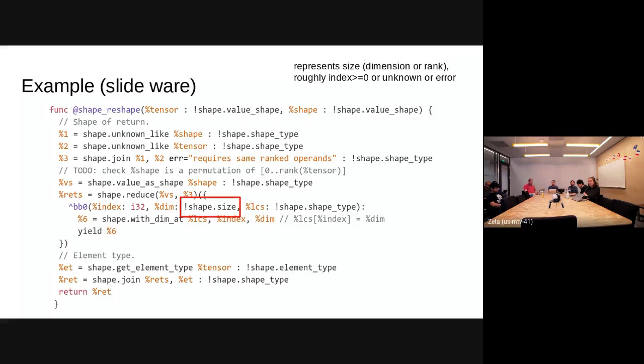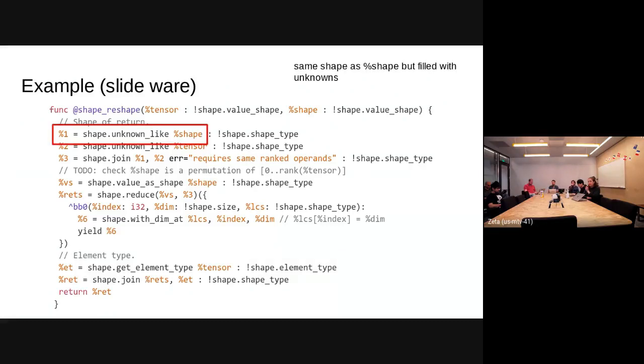You have the shape size, which represents the size. So this could be a dimension or a rank. So this is roughly a non-negative index value or an unknown or an error. And then the last one, which Winard also asked about, is the shape element type. So effectively, this is just what shape is allowed in a shape type. And this is used to compute the final shape type output. And so you can see in this case, shape type is the output of this function.